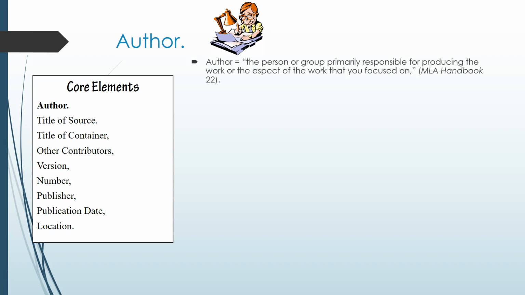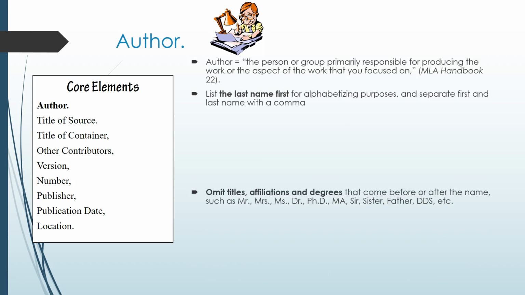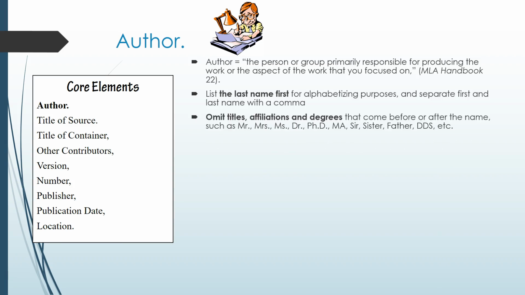However, if the person listed first is not the creator of the main content of the work, follow the names with a comma and a label for their role, such as editor, translator, or performer. When listing an author, you should list the last name first for alphabetizing purposes. Separate the last and first names with a comma. Also, you should omit titles, affiliations, and degrees that come before or after the name. Only suffixes that are an essential part of the name, such as junior or the third, are included.